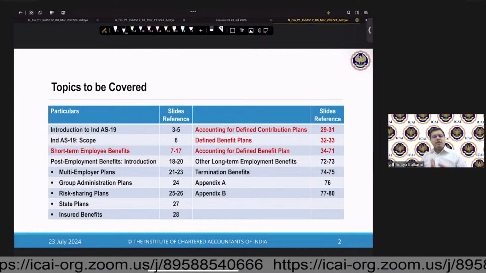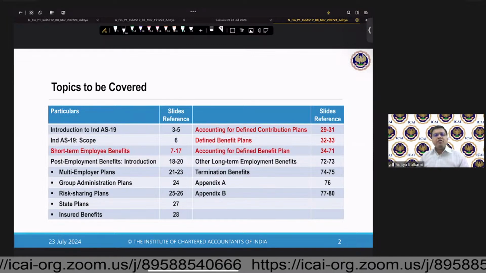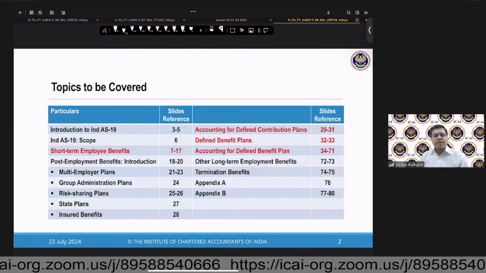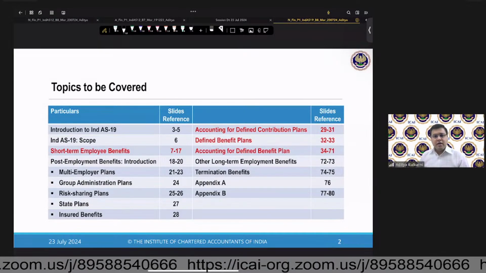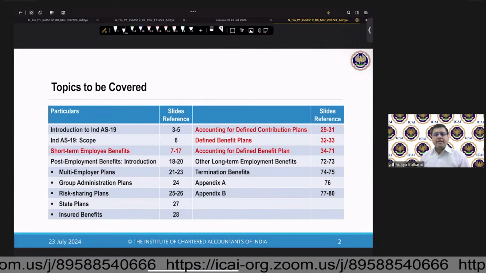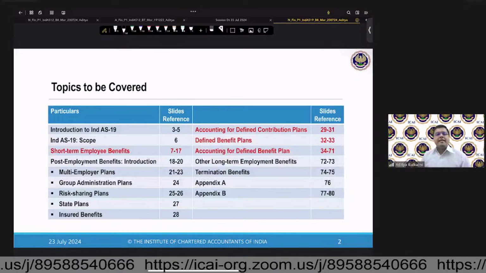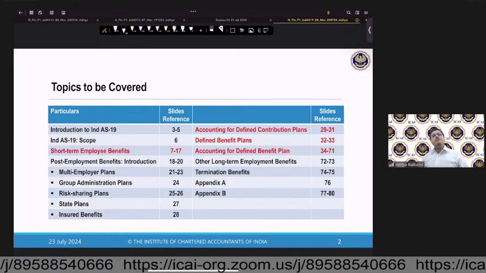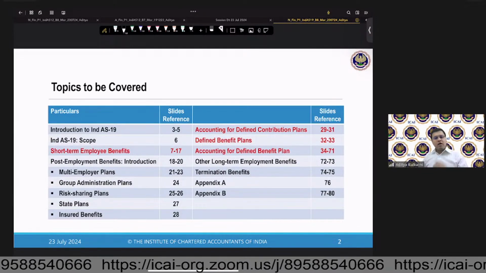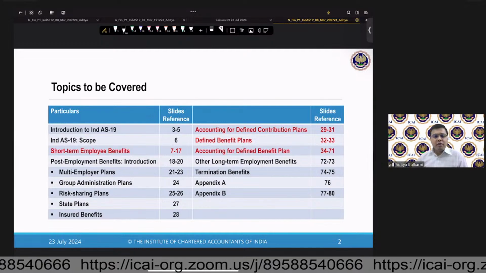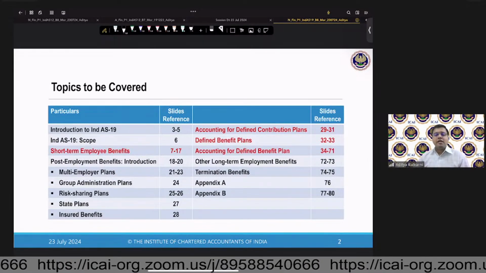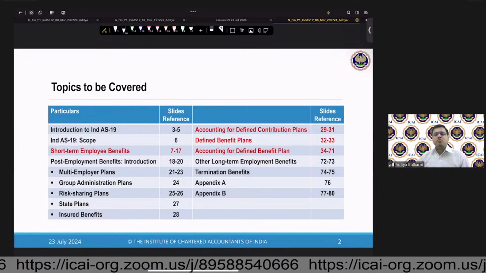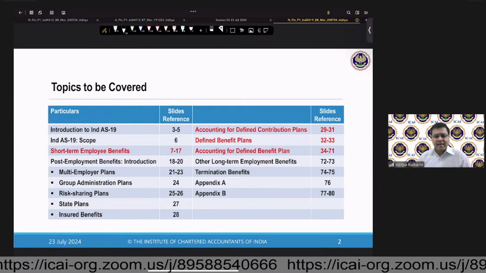Then you have other long-term employment benefits. For example, an employee completes say 10 years of service, 15 years of service. He still continues to work, but he has not retired, neither is he retrenched, but the company feels that because he has served for a long time, we have to give some more benefits to him. And therefore, there is something known as a long-term service award, which is given. So typically these get covered under that.